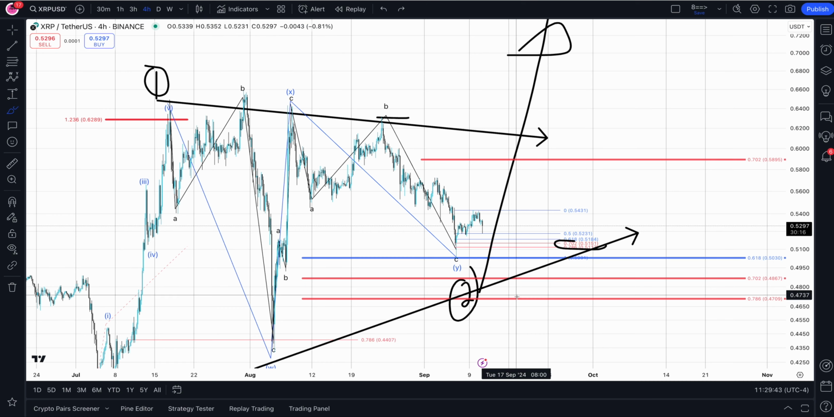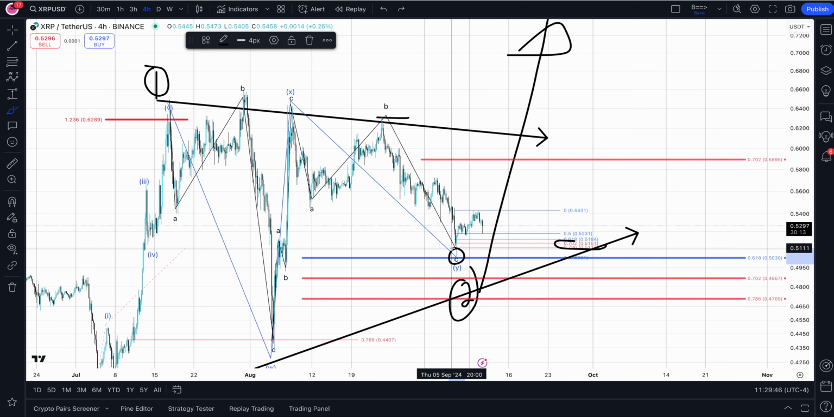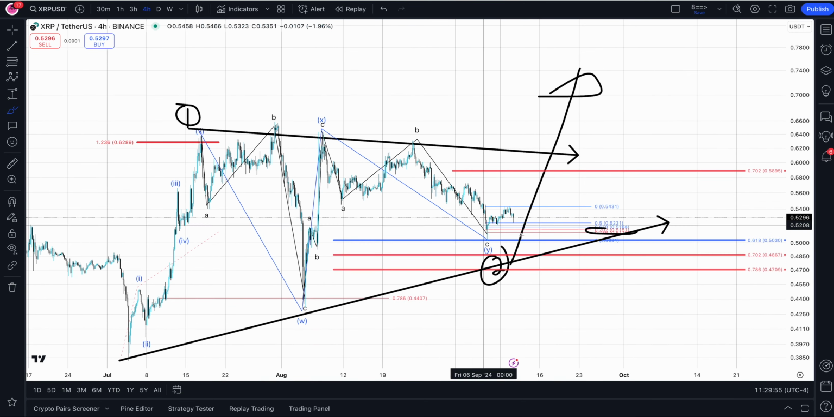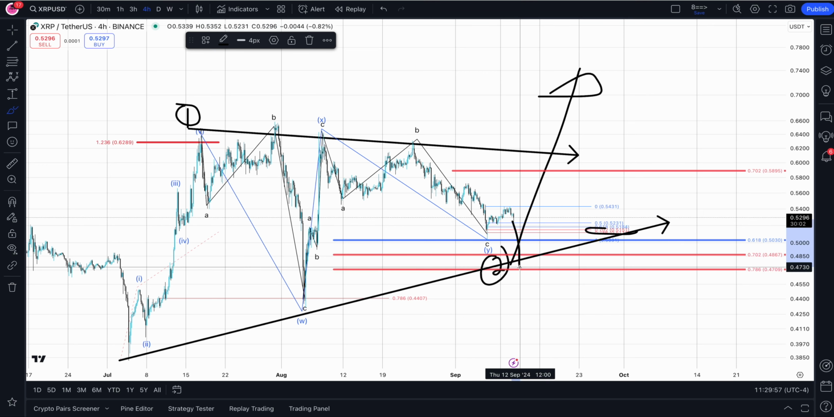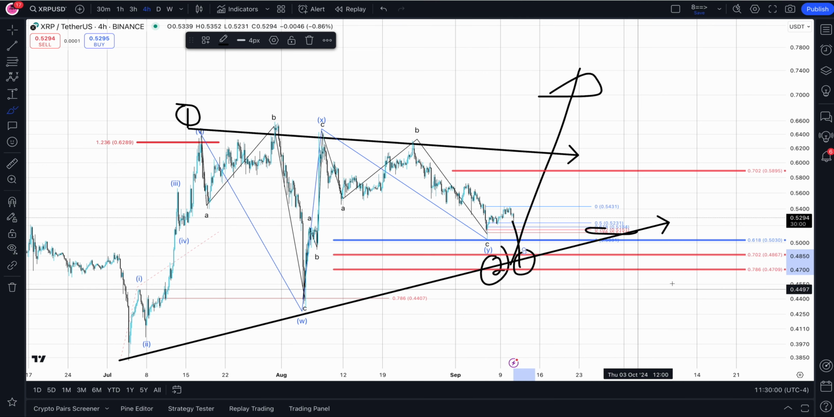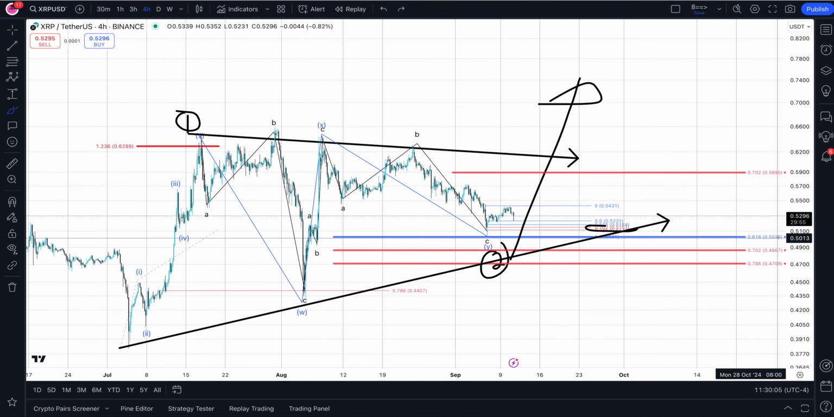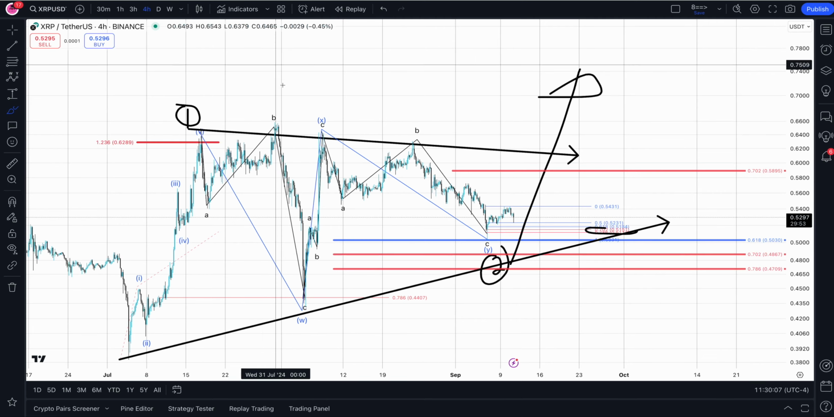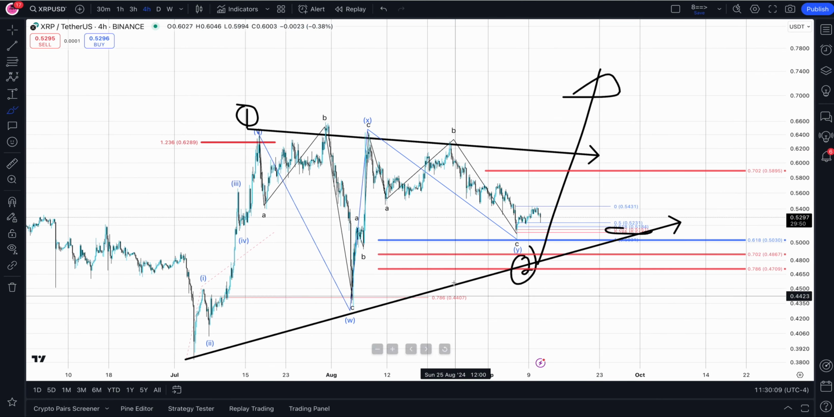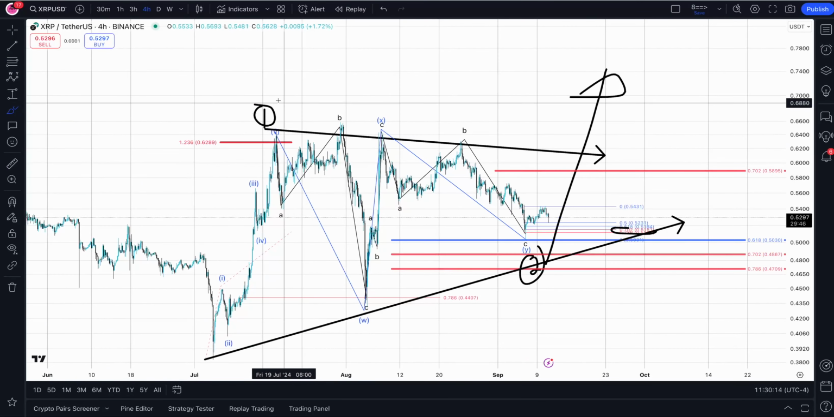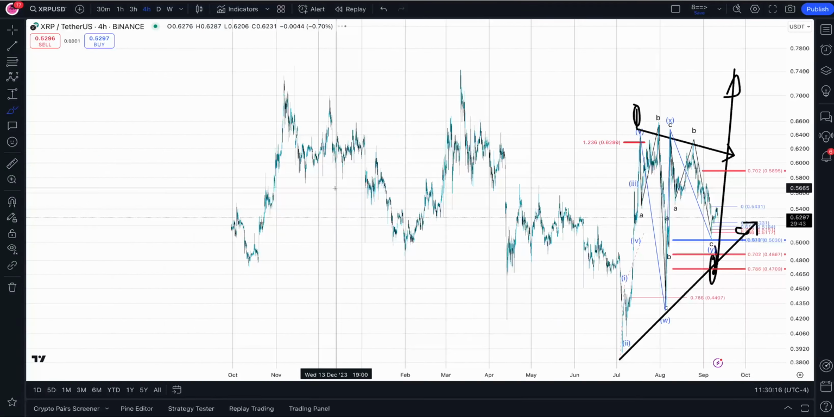Okay, and then we can say that this over here would be the end of your Y wave, your WXY correction. Okay, but let's be open-minded to the possibility of coming down towards the 702, 786 at 0.4867 and 0.47 before we continue upwards. Okay, so everything is looking good for now as long as we're consolidating here within this pennant, but I do expect more upside soon.